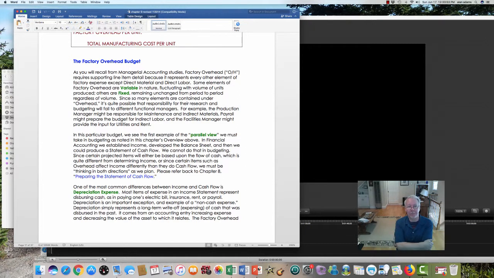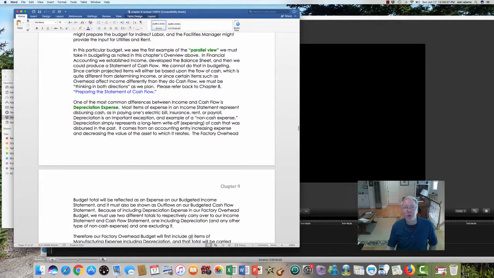A variable example might be indirect materials. If you're not making anything, you're not going to consume any indirect materials. If you're making a lot of stuff, you'll consume a lot of indirect materials. So that's a variable cost. It fluctuates based on how much your output is. A fixed cost won't change. A fixed cost might be like rent. Whether you're making nothing, 10,000 units, or 100,000 units, your rent will stay the same. So those two behaviors are usually captured separately.